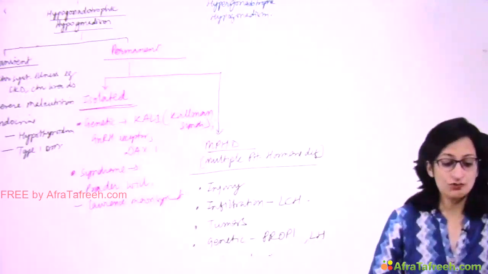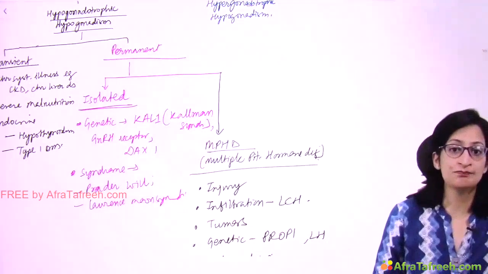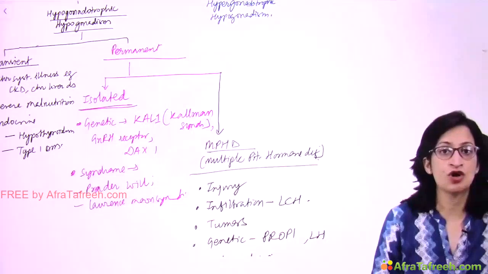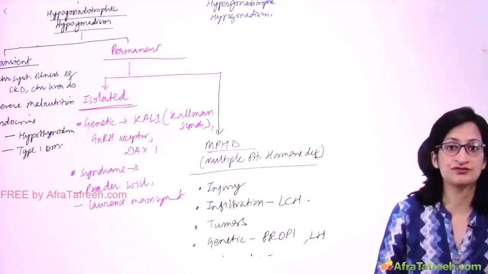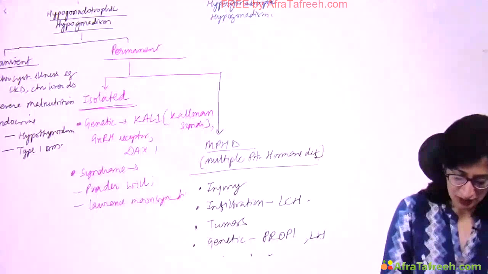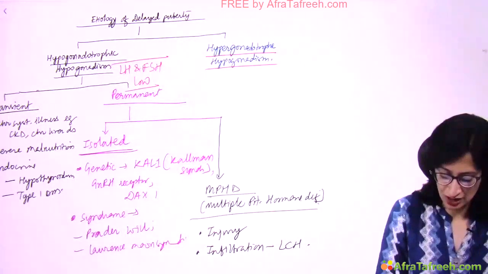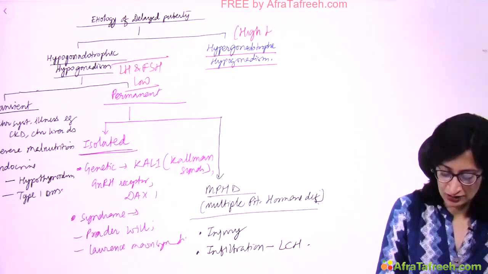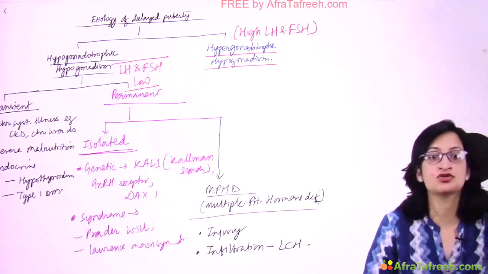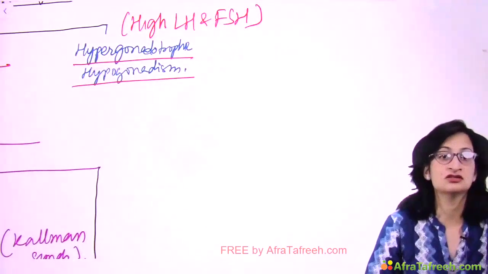Now, these causes of hypogonadotrophic hypogonadism are almost the same in both boys as well as girls. But the causes of hypergonadotrophic hypogonadism, that means the problem is at the level of gonads, are a bit different in girls and in boys. So, in hypogonadotrophic hypogonadism, remember what will happen to the LH FSH levels? They will be low. While in hypergonadotrophic hypogonadism, you will find high LH and FSH levels, and the problem is at the level of gonads. So, let us look at some important causes of hypergonadotrophic hypogonadism in girls and in boys.